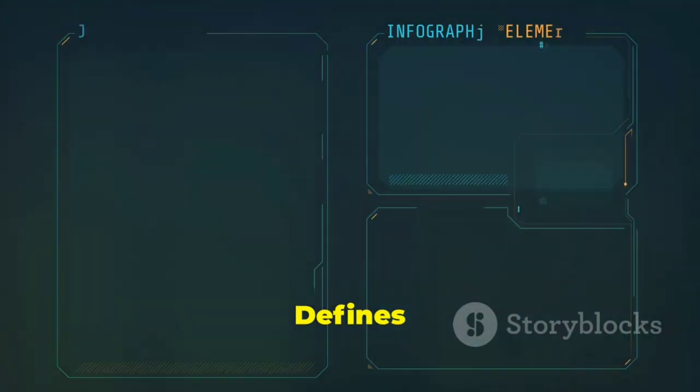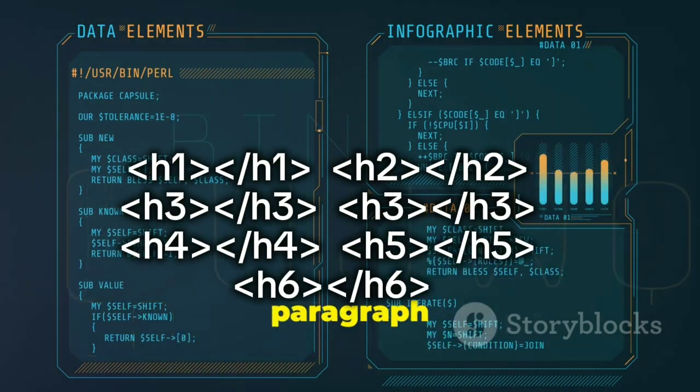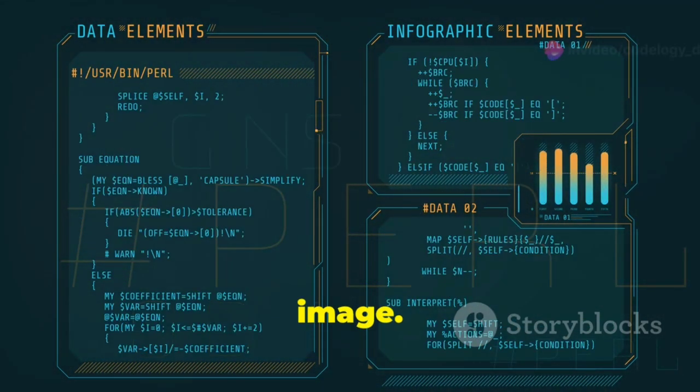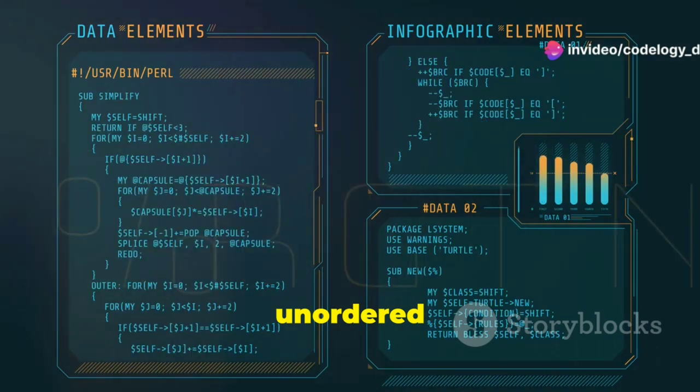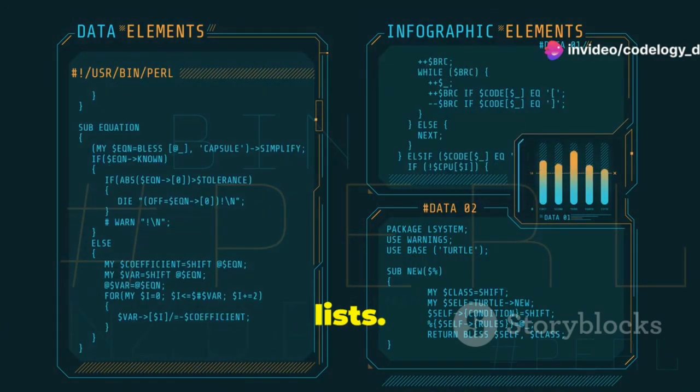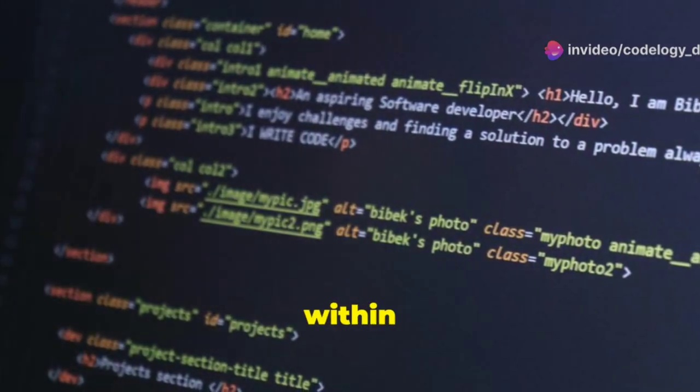There are countless HTML tags and attributes, each serving a specific purpose. Some commonly used tags include: to defines headings of different levels, represents a paragraph of text, embeds an image, and creates unordered, bulleted, and ordered, numbered lists. Defines a list item within a list.